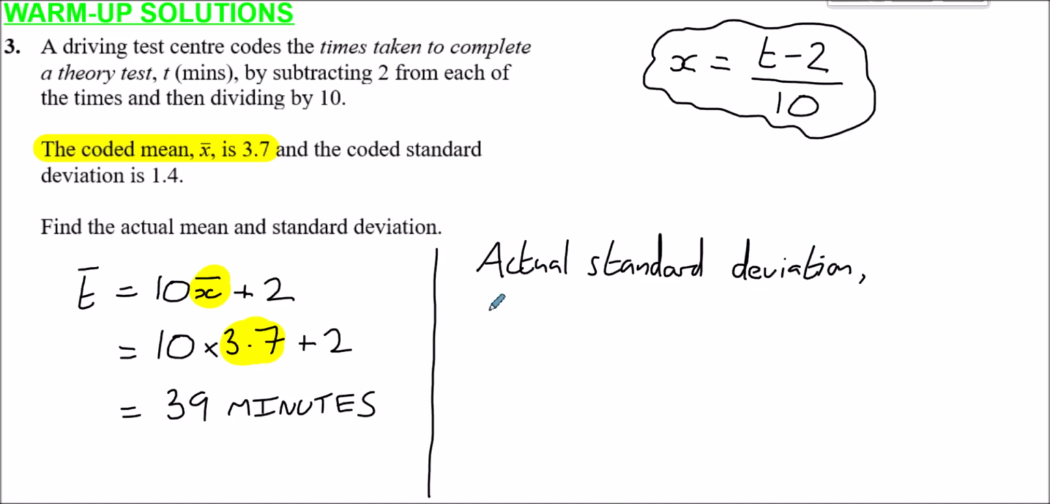So the actual standard deviation, rho t, is just going to be 10 multiplied by the standard deviation of a coded variable x. It's not going to be affected by this minus 2 at all. So that's 10 multiplied by 1.4, which just gives us 14 minutes.